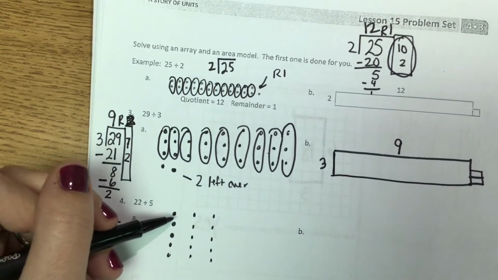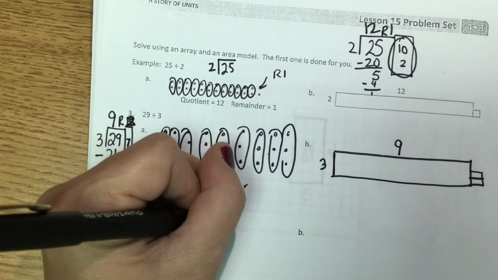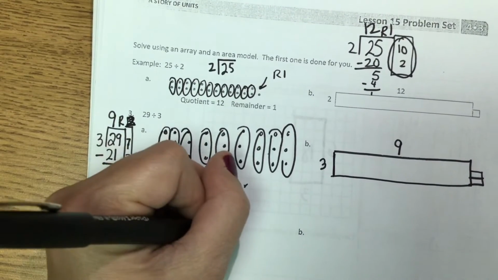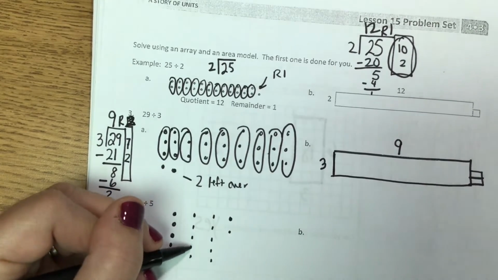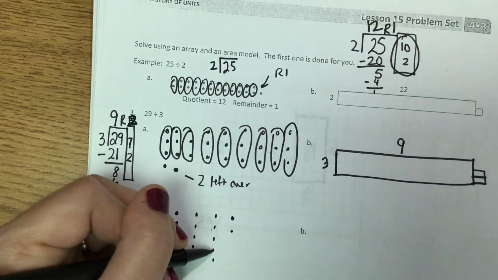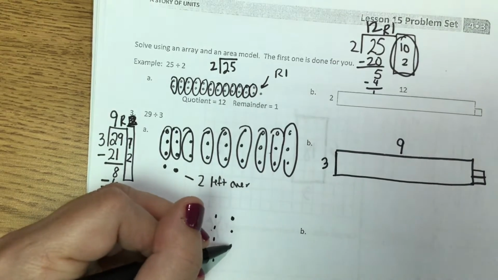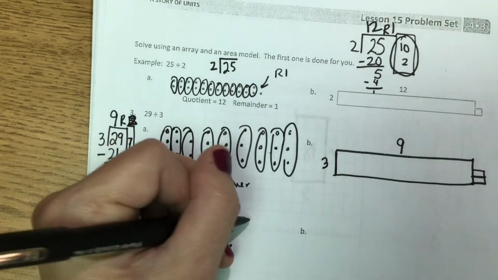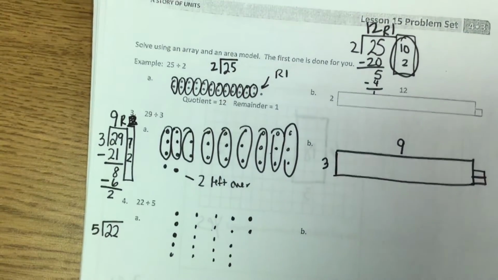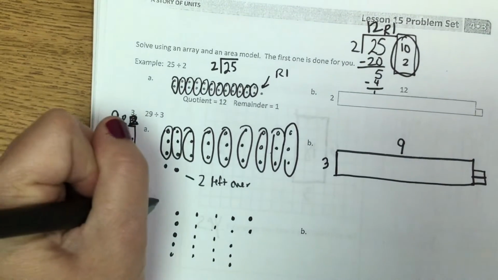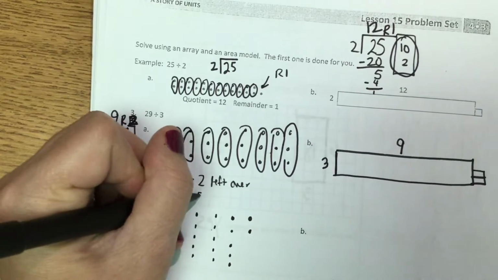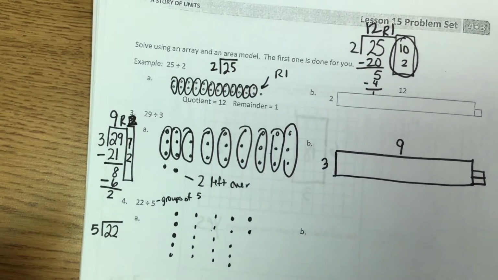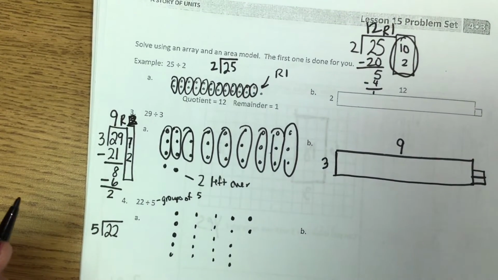Let's see, 5, 10, 15, 20, 21, 22. All right, then you have to put them into groups of 5. Well, what will be your quotient? What will be your remainder?